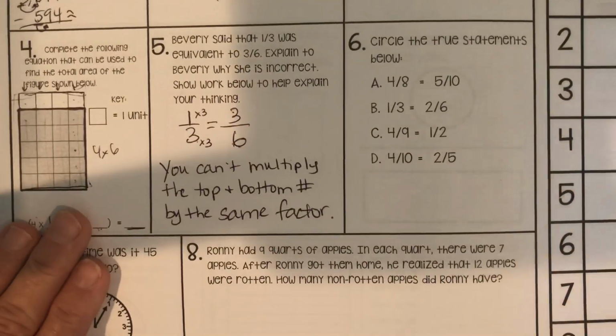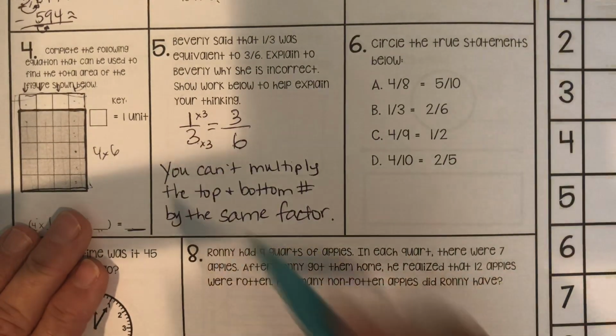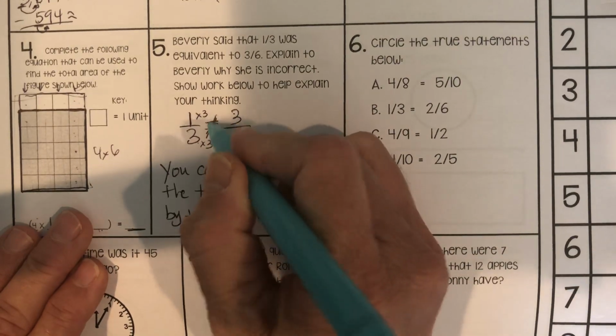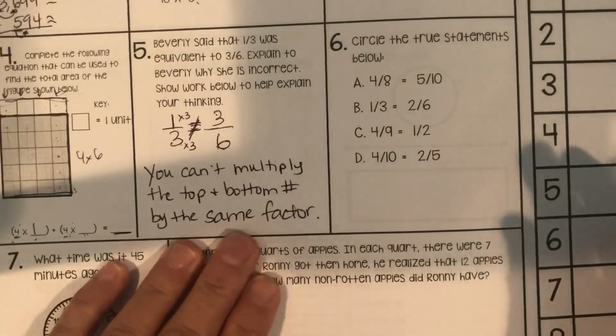Or you can say that I looked at my fraction flip book and 1/3 is smaller than 3/6. So we do this to say it is not equal. We draw a line through the equal sign to say no. Okay.